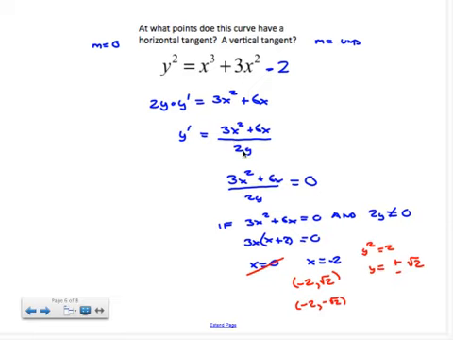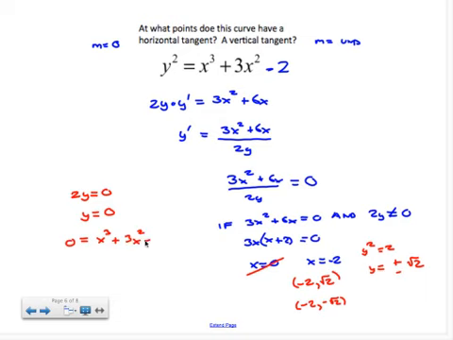All right, now for vertical tangents, the denominator will be 0, but not the numerator. So now I'm asking myself, when does 2y equal 0? That's going to occur if y is equal to 0. Now, what are the x values when y equals 0? I go back to the original curve, and that means I need to solve 0 equals x cubed plus 3x squared minus 2.